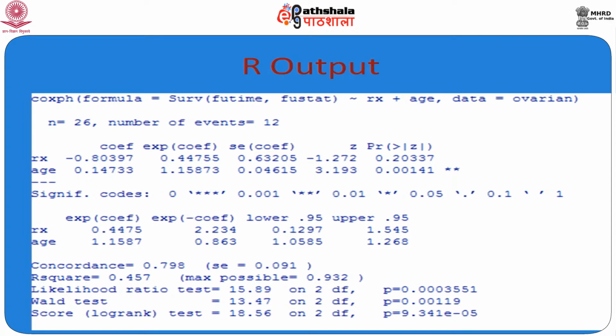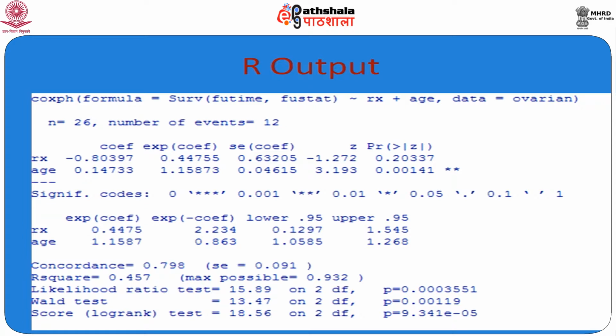If you run the earlier program in the R editor, then in the R console you will get this result. The first line gives you the Cox PH formula as Surv of FU time and FU status with Rx and age that you have considered here. Here we have the total number of observations, that is 26, given by n equals 26, with the number of events also given as 12. So it is basic statistics, showing how many patients died: 12 out of 26 patients.